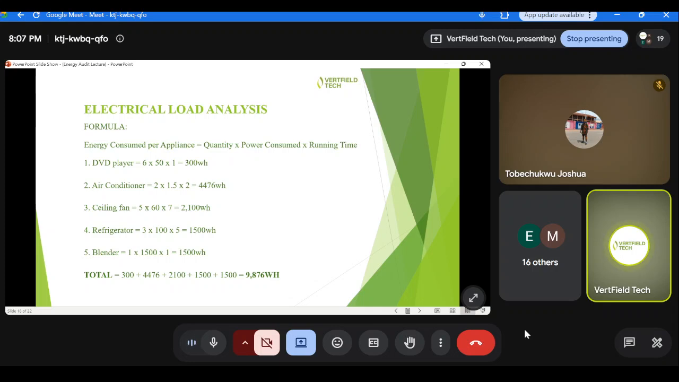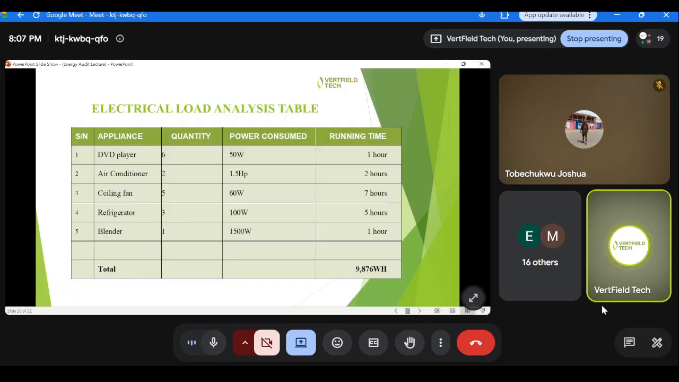So altogether, what we have would be 9876 watt hour. 9876 watt hour, as you can see on this table. So right now, the table is complete, and this is what you are expected to now use for your system designs.